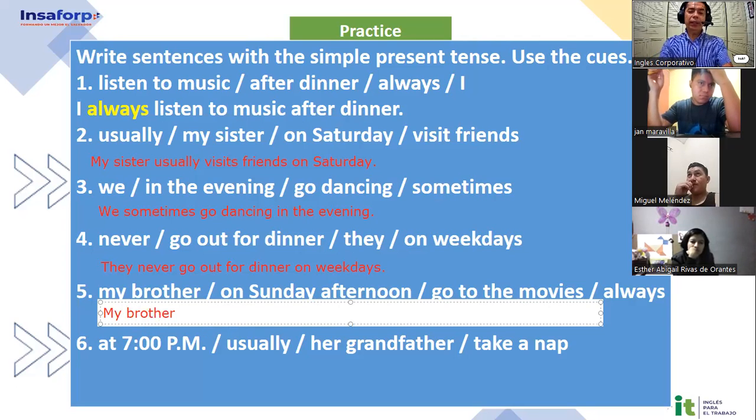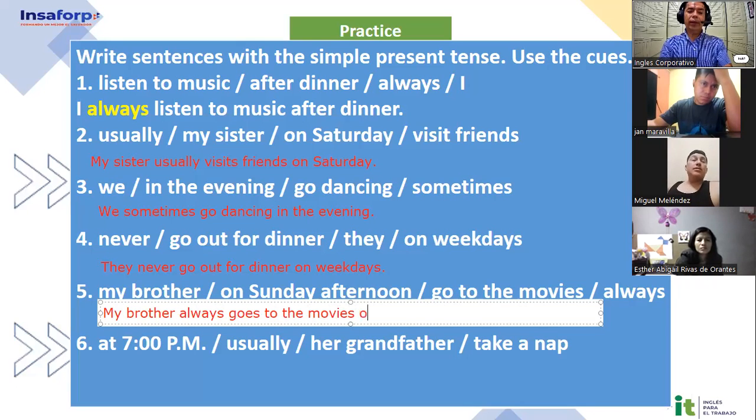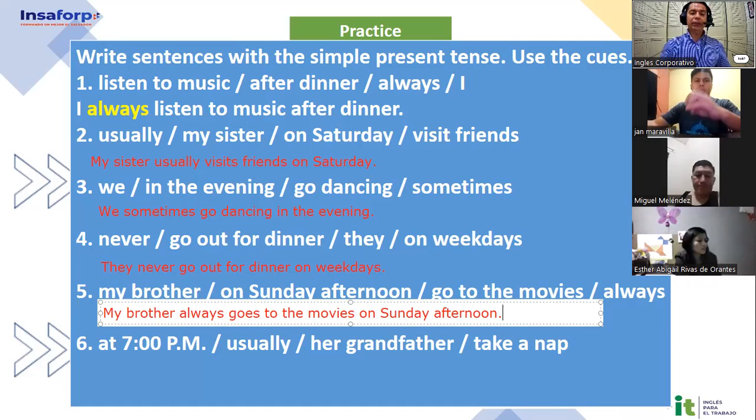Ok, voy a copiar otra vez la oración esta, porque me faltó un pedacito ahí, ¿verdad? My brother goes to the movies. No, always, sorry. My brother always goes to the movies on Sunday afternoon, right? Okay, thank you, Miguel Ángel. Now, Merly, please. Number six, Merly.